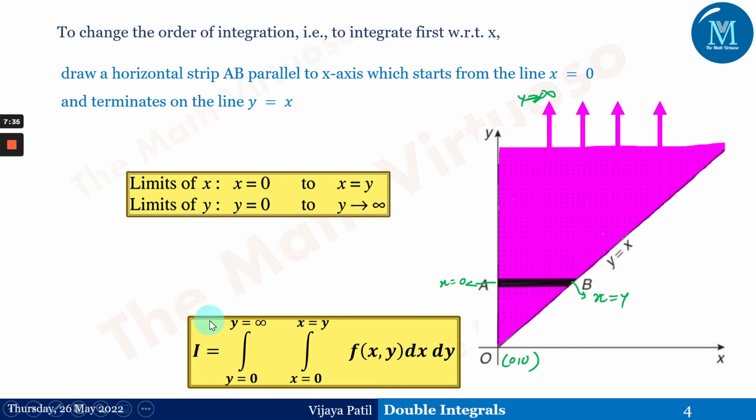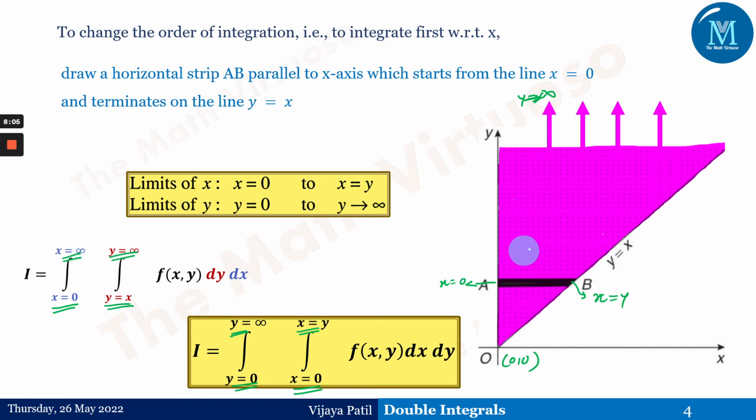If you observe here, this was the limit given to us in the original question: y equals x to y equals infinity, x equals 0 to x equals infinity. The order has been changed to x equals 0 to x equals y, and y equals 0 to y equals infinity. We have not just simply written this and interchanged the limits.